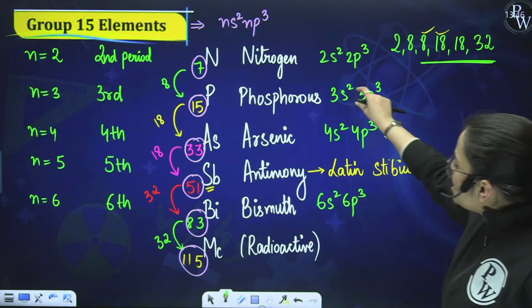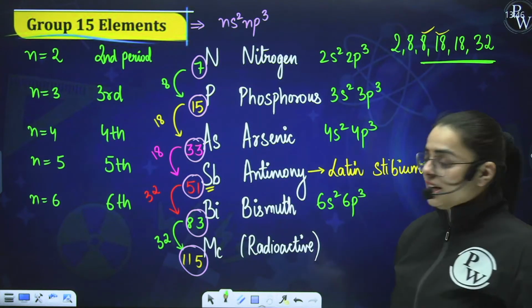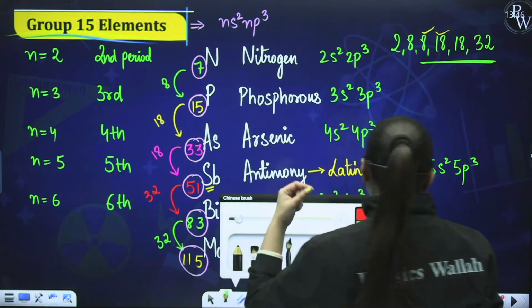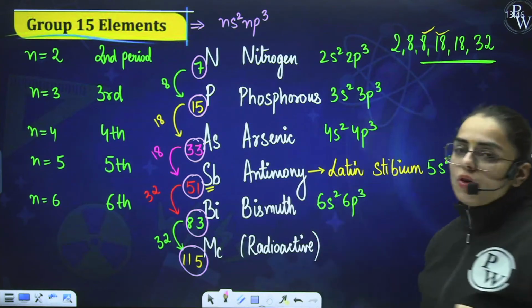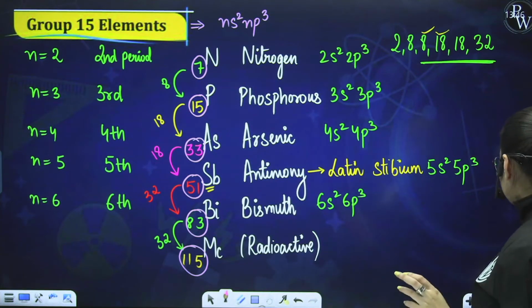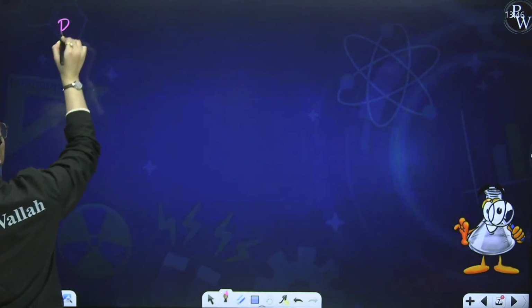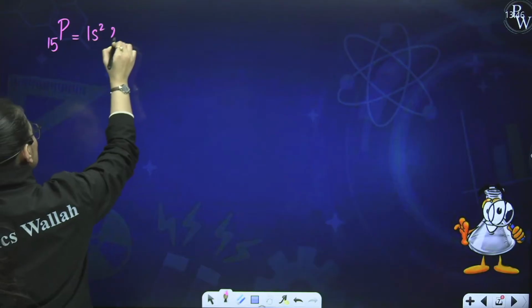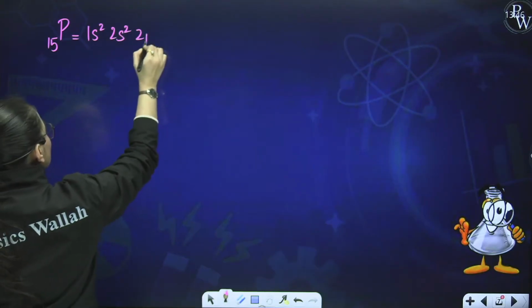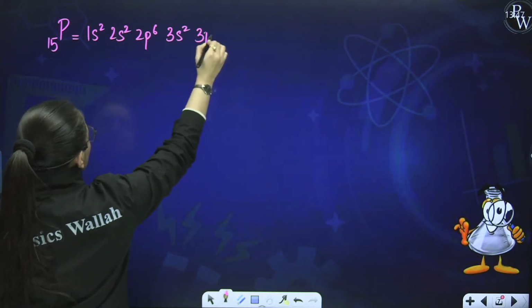You will say, ma'am, only this much electronic configuration? Again, I'm saying this is the valence shell electronic configuration. Now I will explain what I mean by valence shell. Okay, we will write the electronic configuration for phosphorus now. Let us write for phosphorus over here. You will understand my key point. Phosphorus atomic number is 15. So what will be the electronic configuration? 1s2, 2s2, 2p6, 3s2, 3p3.